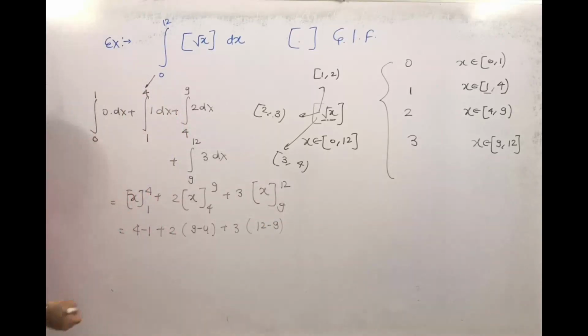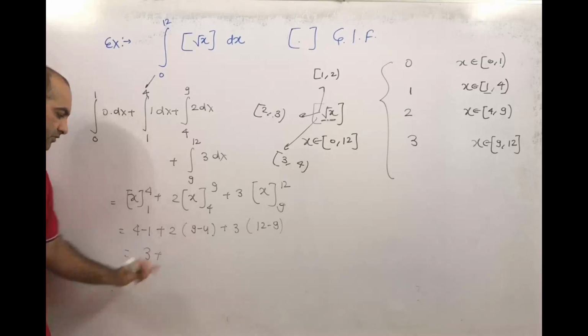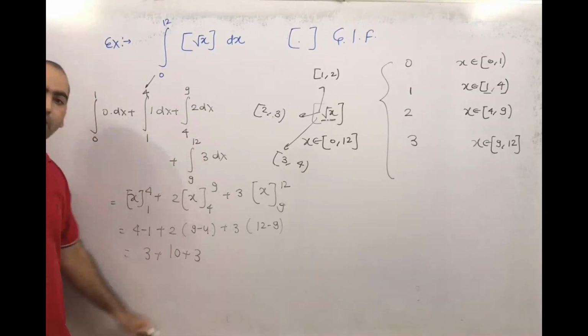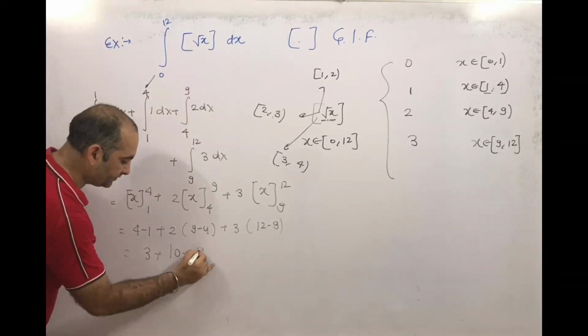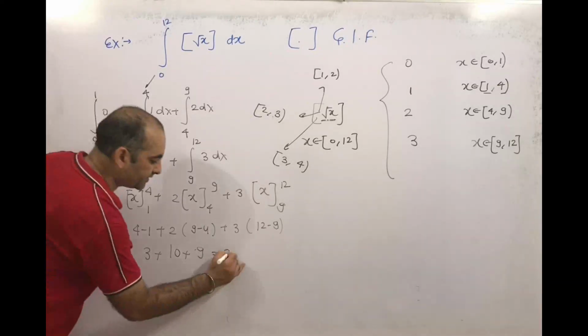This gives 3, then 9 minus 4 is 5, and 5 into 2 is 10, plus 3. 12 minus 9 is 3, and 3 into 3 is 9. So 9 plus 3 is 12, and 12 plus 10 is 22. So the answer is 22.